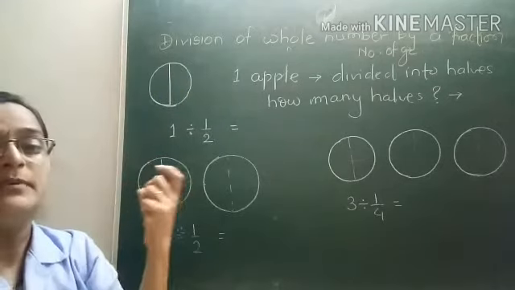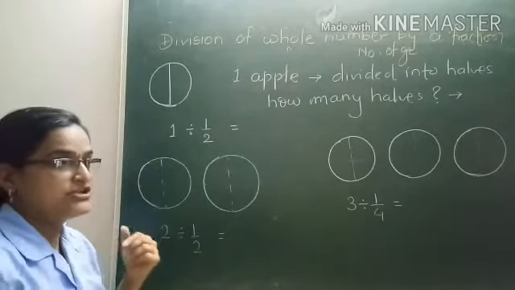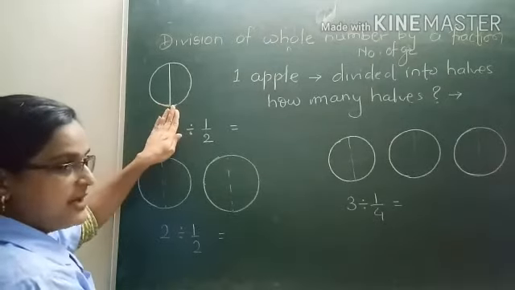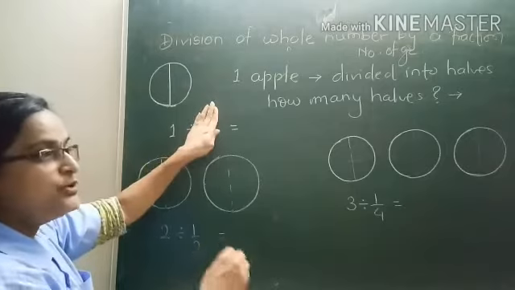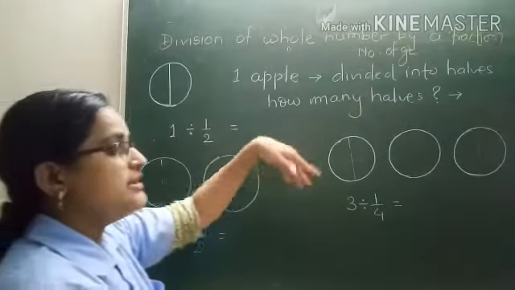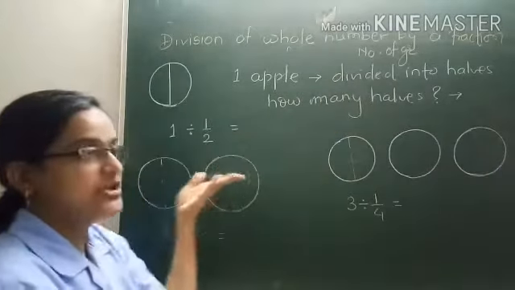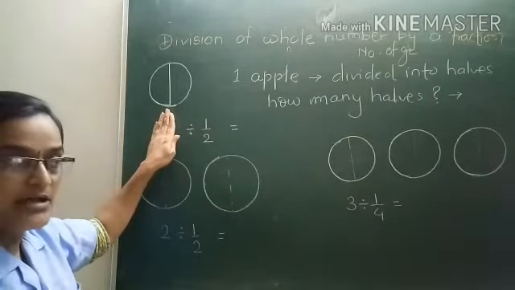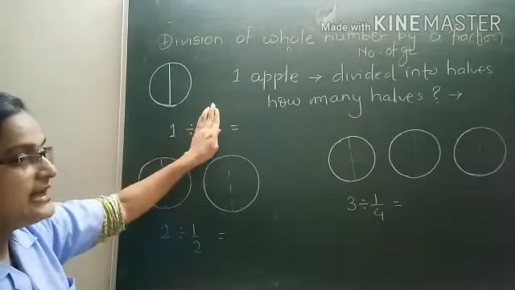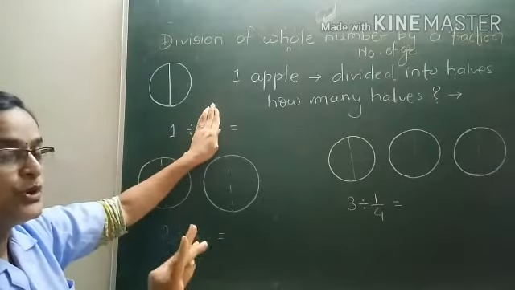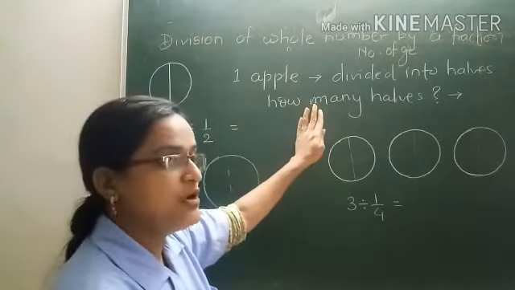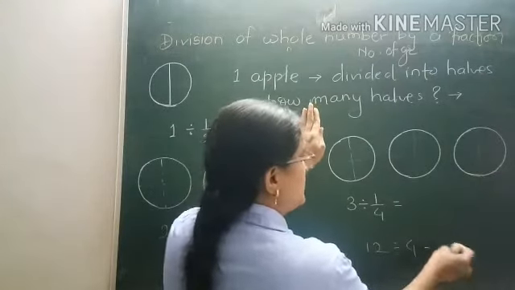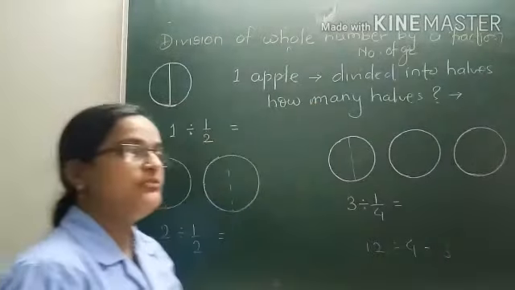How many half parts are formed? See my question carefully. In the earlier question I said I have 12 marbles. I have divided them into groups of 4. How many groups are formed? Then you said 12 divided by 4 means 3 groups are formed.